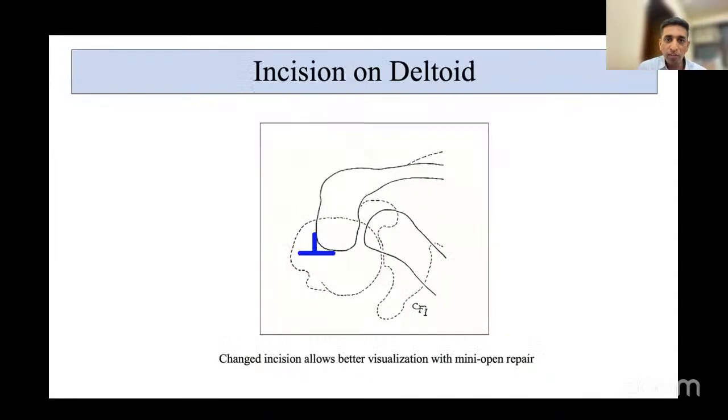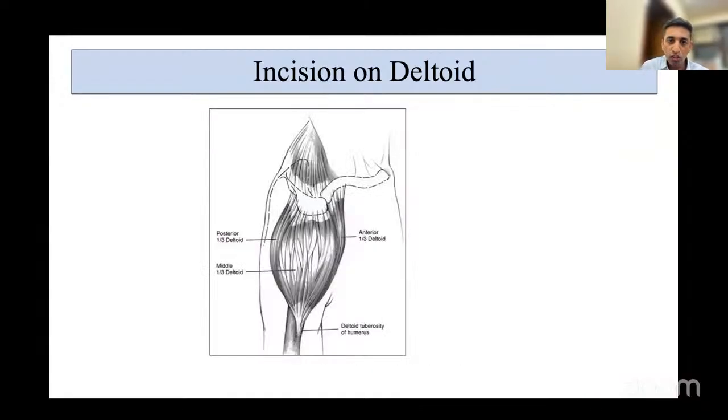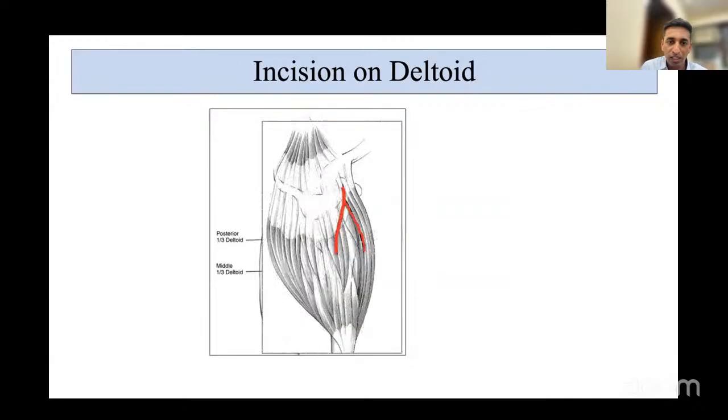Then we expose the deltoid, and we can take either a T-shaped incision on the deltoid, or we can just do a vertical slit. So first we start with a vertical slit like that. So this is the deltoid. We follow the anterior margin like that and just do a vertical slit. We have the option of going a little posterior or a little anteriorly.